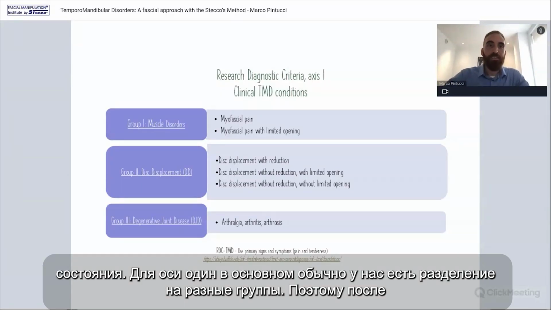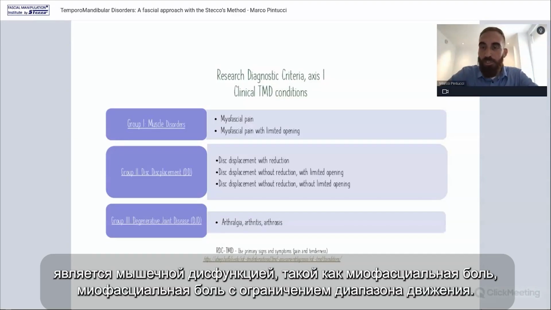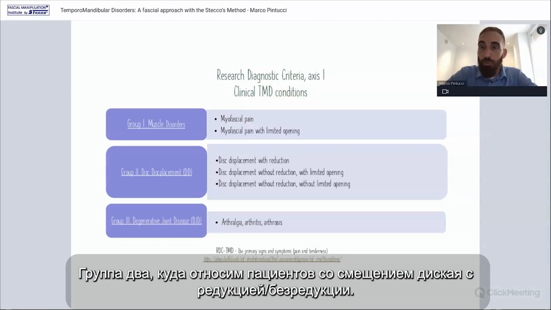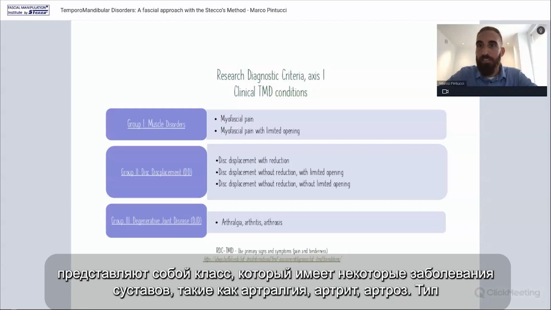For the axis one, usually we have a division into different groups. After the evaluation, the patient can be classified into different groups. Group one is usually related to muscular disorders, such as myofascial pain with limitation of range of motion. Group two is patients with disc displacement problems, with reduction, without reduction, with limitation or without limitation. And group three are the patients that present some joint disorders like arthralgia, arthritis, arthrosis.